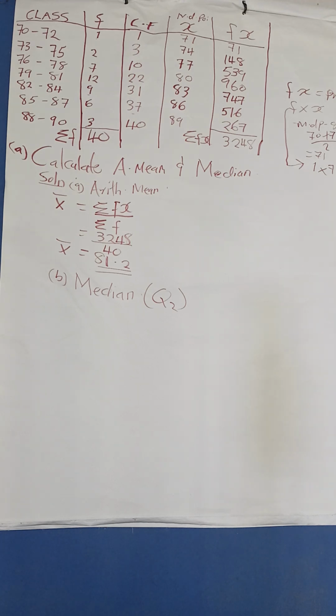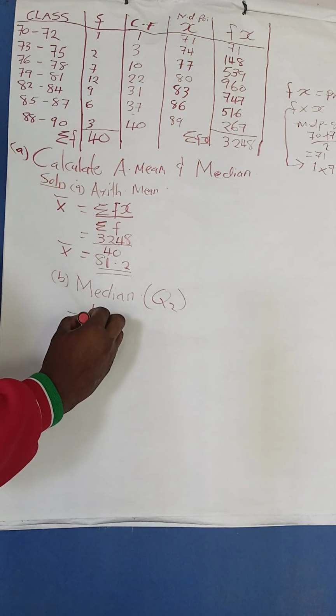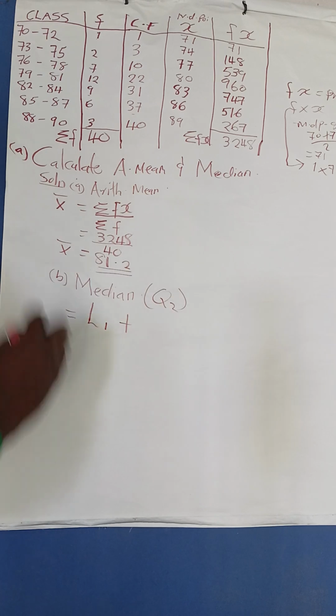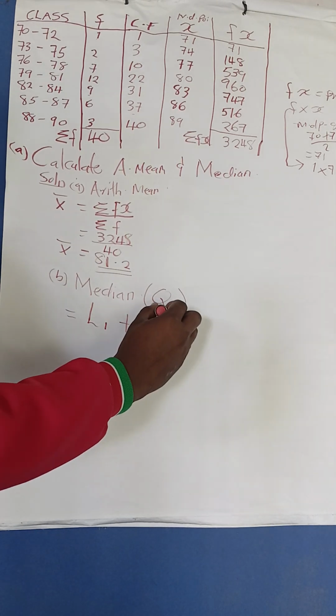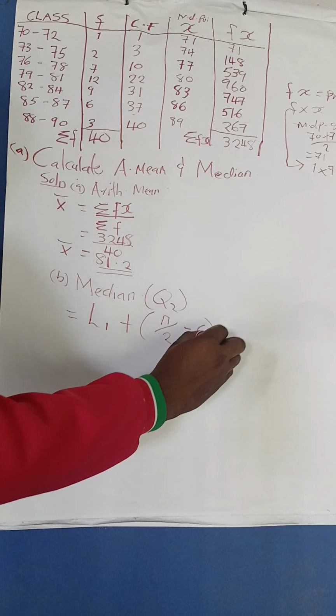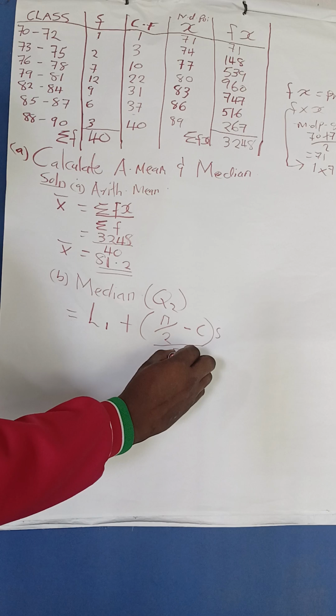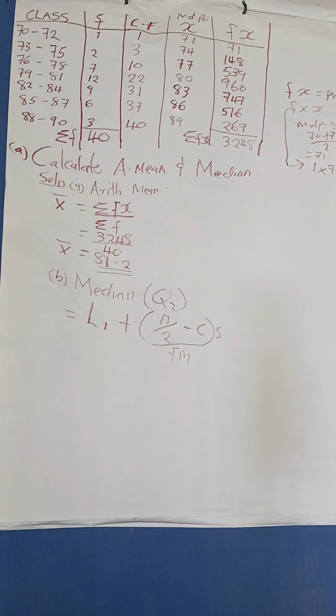Now for the grouped data, we have a formula that we are going to use, and it's a very easy formula that I know we are all going to understand. The formula for the median is always L1 plus in bracket n divided by 2 minus c, then you divide by fm. Don't worry, I'm going to explain to you what those terms mean.